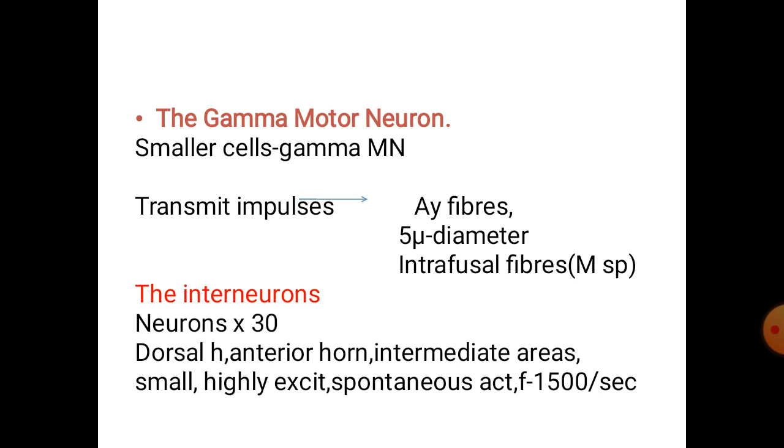The third type of cells present are interneurons. The interneurons are present in very large number, about 30 times more than the anterior motor neurons. They are present in the dorsal horn, anterior horn, and intermediate horn. They are very small, highly excitable, and can give spontaneous activity up to 1500 action potentials per second.